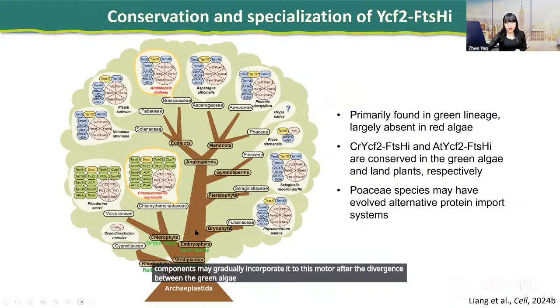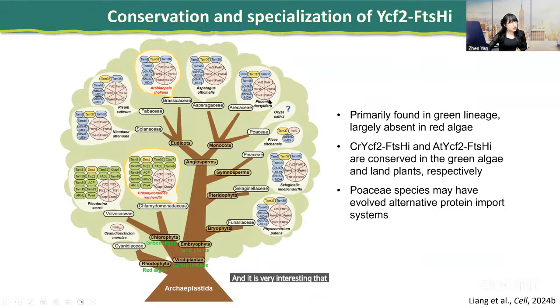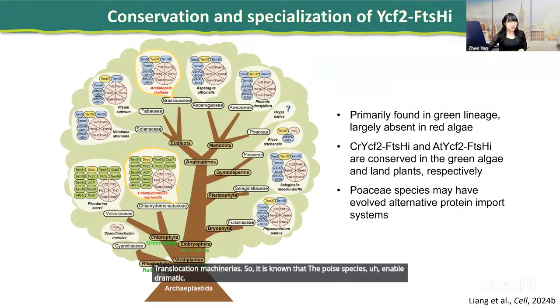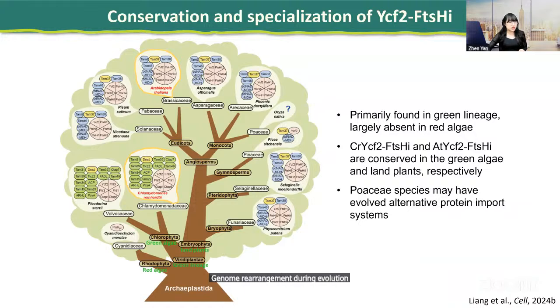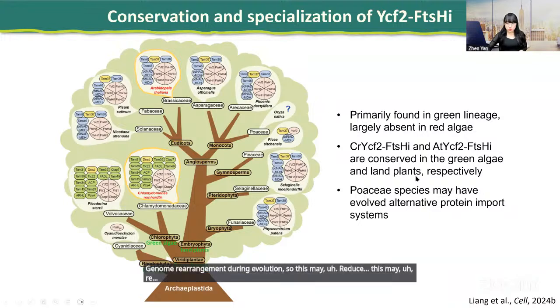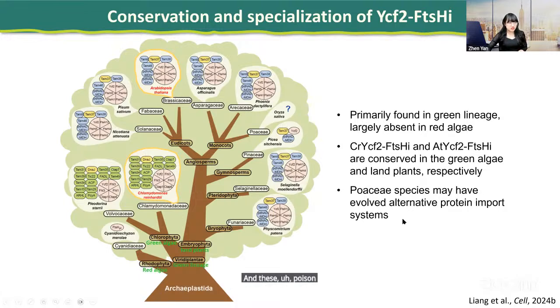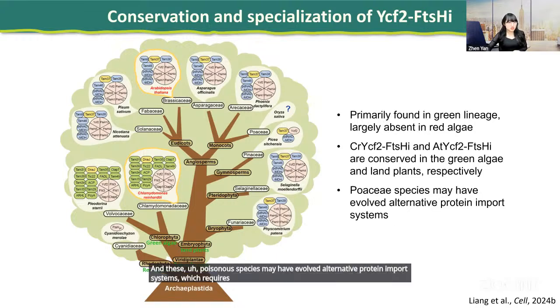and land plants. And it is very interesting that the Poaceae species here lost all the key components of these translocation machineries. So it is known that the Poaceae species undergo dramatic genome rearrangement during evolution. So this may lead to the loss of these components. And these Poaceae species may have evolved alternative protein import systems, which requires further investigation.